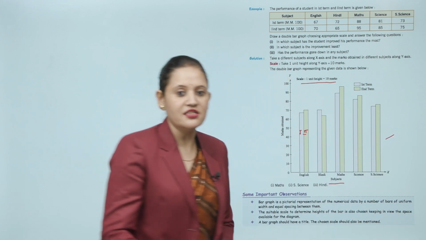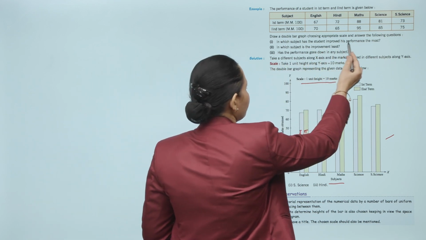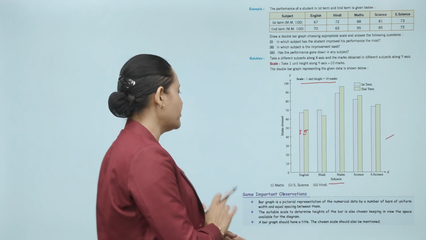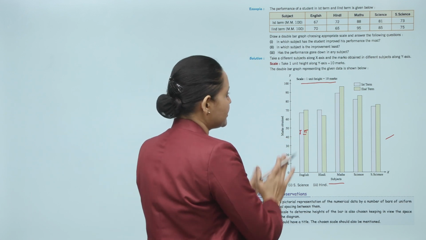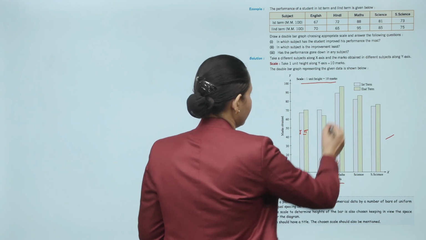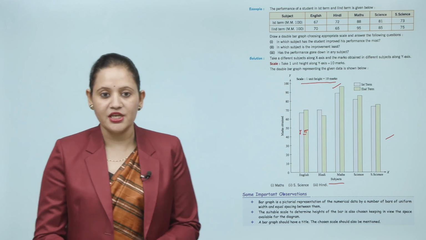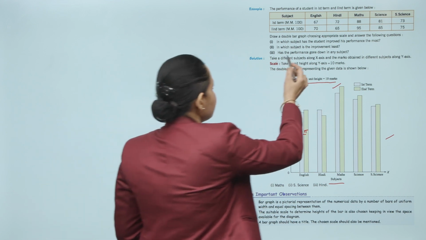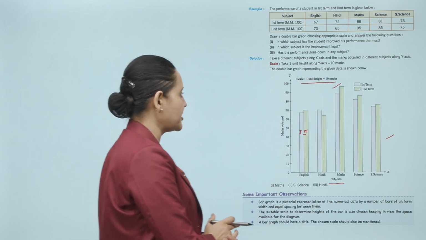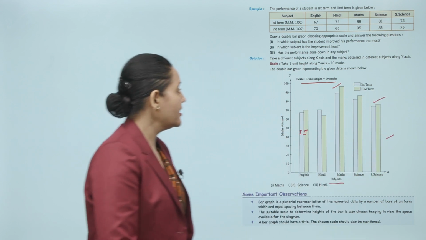Now we have to answer certain questions. क्वेश्चंस हमारे क्या क्या हैं? In which subject has the student improved his performance the most? सबसे ज़्यादा किस में परफॉर्मेंस उसने इम्प्रूव की है. If we look at the graph, जिसमें सबसे ज़्यादा डिस्टेंस होगा, that is Maths. मैथ्स में अगर आप देखेंगे तो परफॉर्मेंस इम्प्रूव हुई है. Clear? In which subject is the improvement least? सबसे कम इम्प्रूवमेंट किस सब्जेक्ट में हुई है? That is Social Science. Clear?